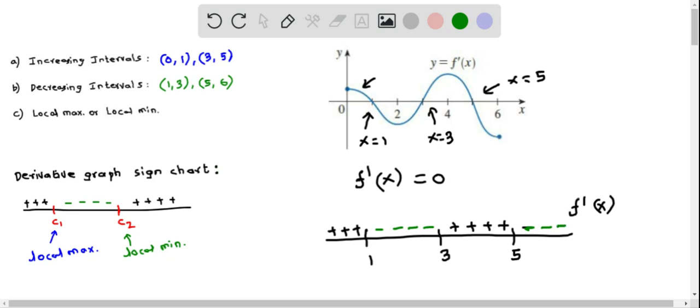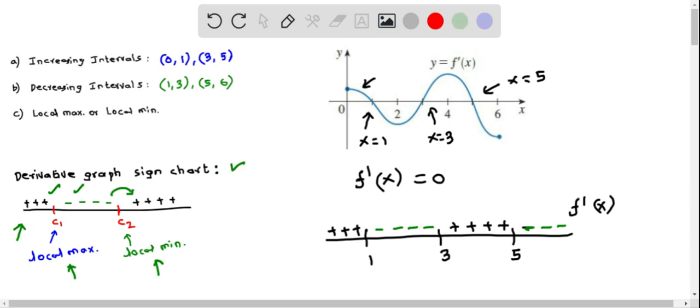So according to this sign chart rule, suppose we have two critical numbers C1 and C2, and if the sign chart looks like this, whenever it changes from positive to negative around C1, we say that C1 is a point of local maximum, and whenever the derivative graph changes from negative to positive around C2, we say that C2 is a point of local minimum. So let's apply this rule to this sign chart.